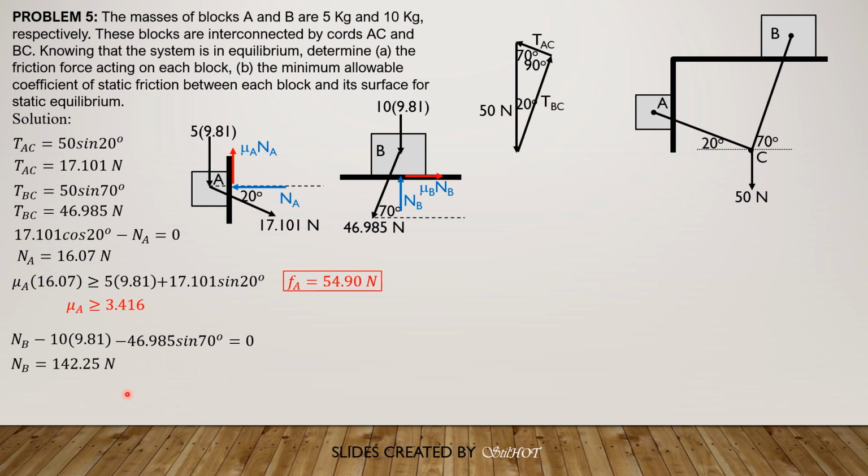So this should be the friction force on block B, and therefore computing for the minimum coefficient of friction so that the body will be in equilibrium, or the entire system will be in static equilibrium, mu B is equal to 0.113. That's it.